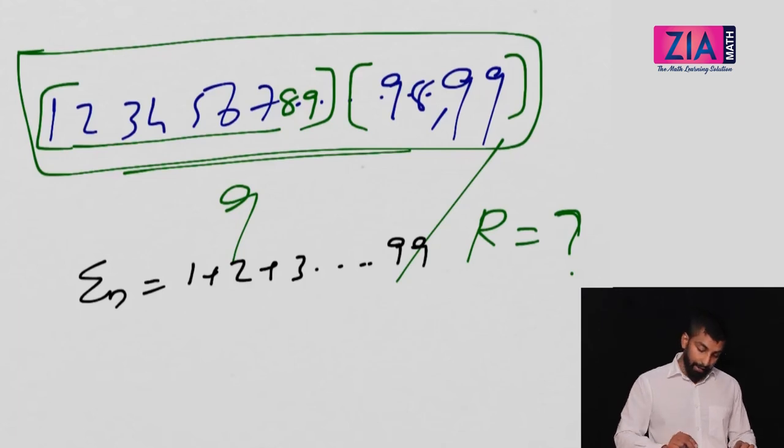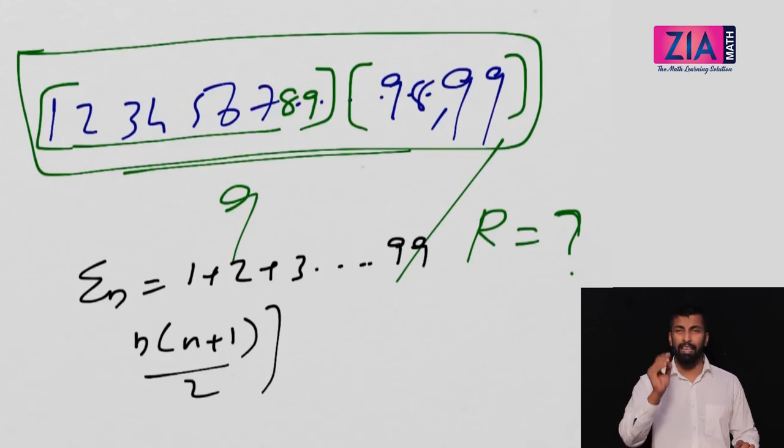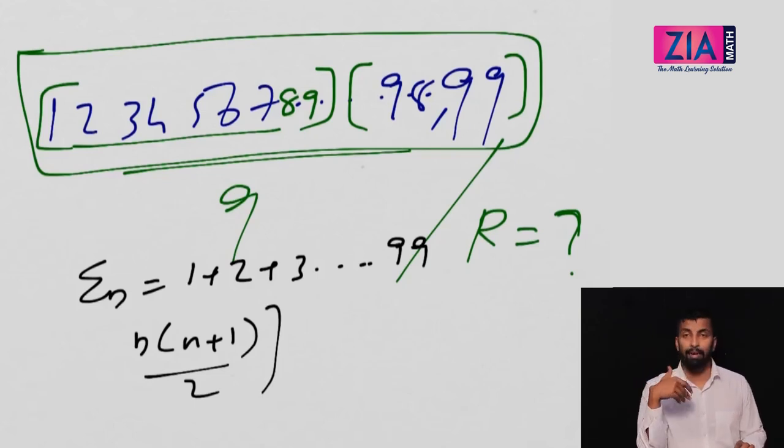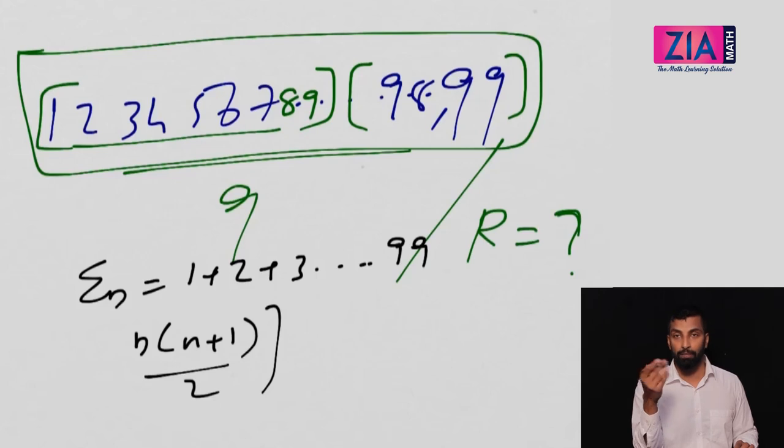Now I know sigma n, right? So n into n plus 1 by 2. I'll discuss this in detail. I've just taken an example. Now if you feel any difficulty with this topic, just leave it. Just leave this example. We will cover this example in detail in the coming session when we discuss the numbers, first chapter. Okay. So here n is 99.